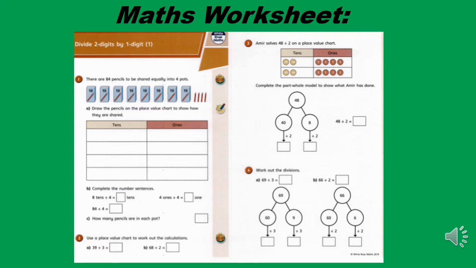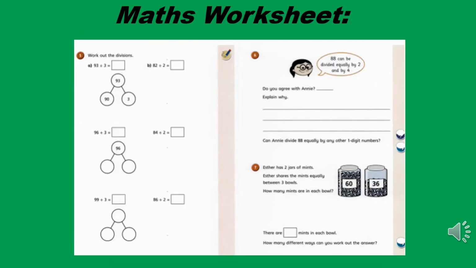So today we are going to be dividing 2 digits by a 1-digit number. We're using a similar method for question 5. It says work out the divisions and they've written out the part-whole method for you underneath.